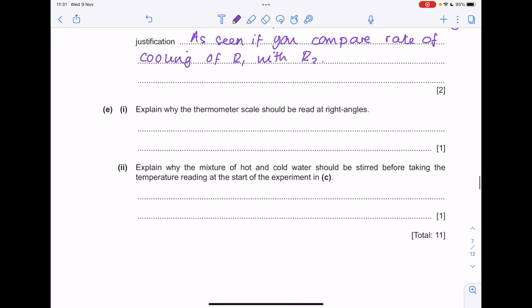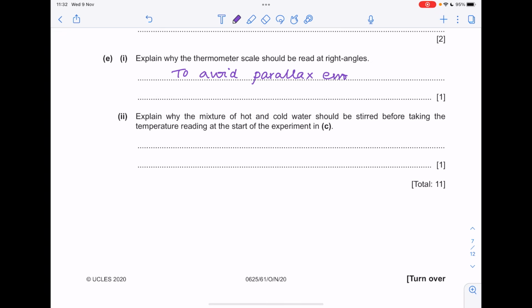Explain why the thermometer scale should be read at right angles. Reading perpendicularly or at right angles is all about avoiding parallax errors. Explain why the mixture of hot and cold water should be stirred before taking the temperature reading at the start of the experiment. That's to ensure that you have an even temperature reading.